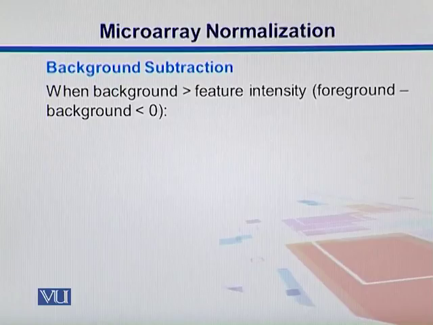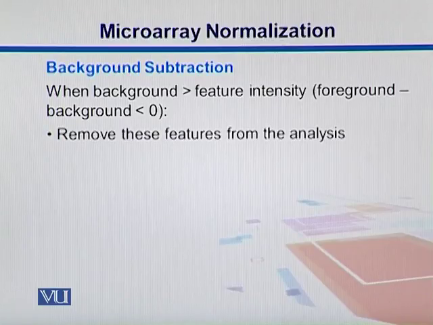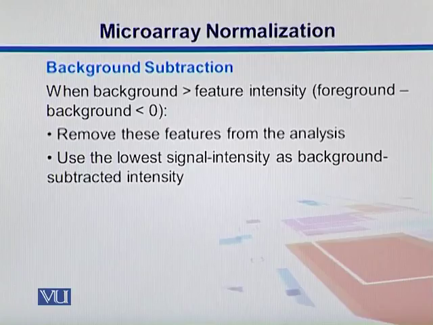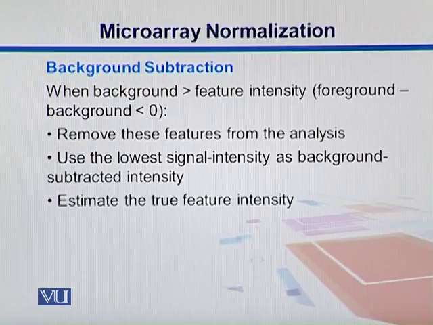When background is greater than intensity, so that foreground minus background is less than 0, we have to remove those features. In this way you will get a negative number. So these are your negative features. We can use the lowest signal intensity as the background-subtracted intensity. In the whole slide we can get different grades of intensities depending upon the relative expression. So we can select the lowest signal intensity as the background-subtracted intensity, and then we can use that number in order to minimize this background feature. We can also estimate the true feature intensity.